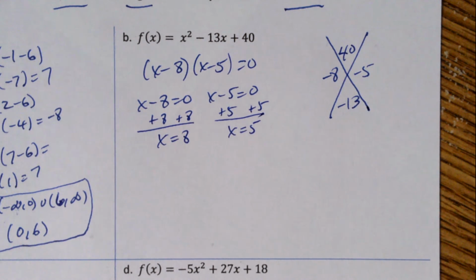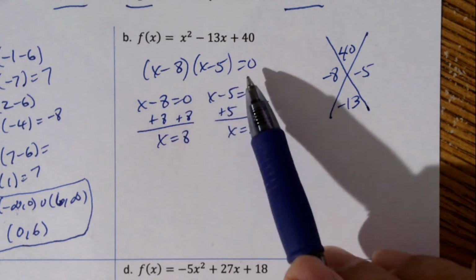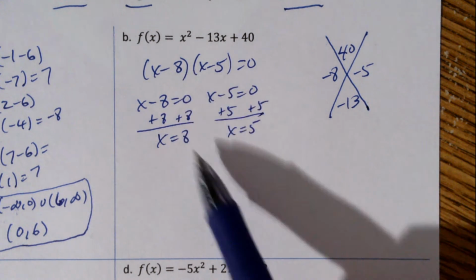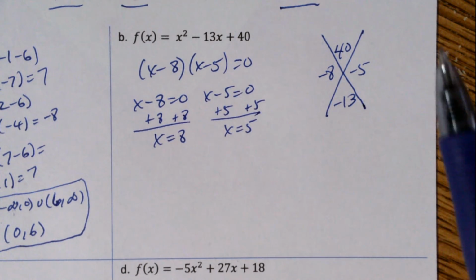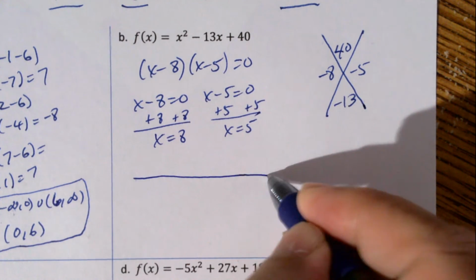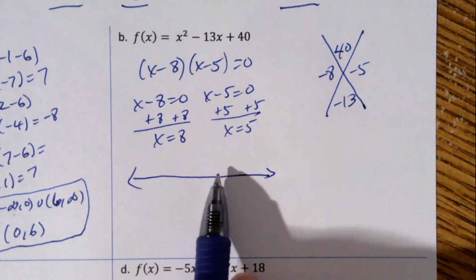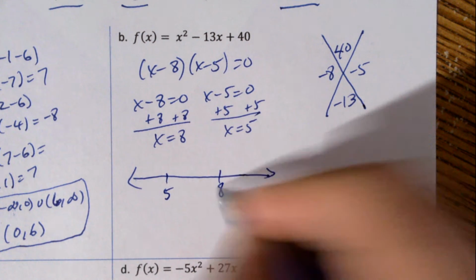But make sure you get the signs correct. In the most recent test, most people were able to factor this, but gave me the wrong answer here. Notice this minus 8 turned into a positive 8. This minus 5 turned into a positive 5 in terms of the answer. Okay. Some people are not making that connection. So this is a number line for the x-axis. So 5 is on the left and 8 is on the right.